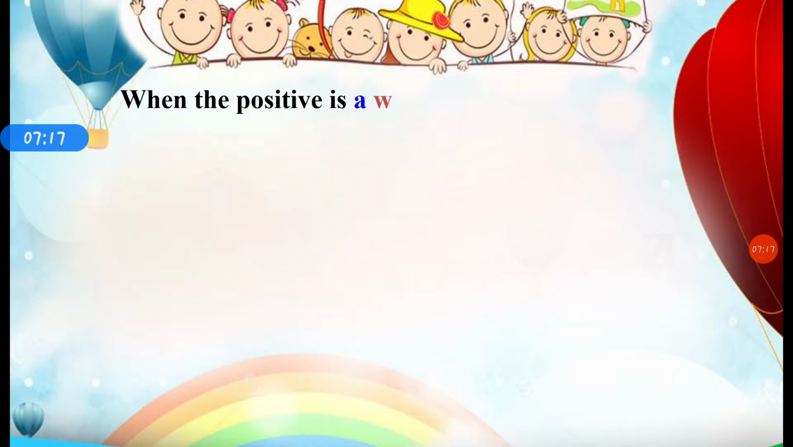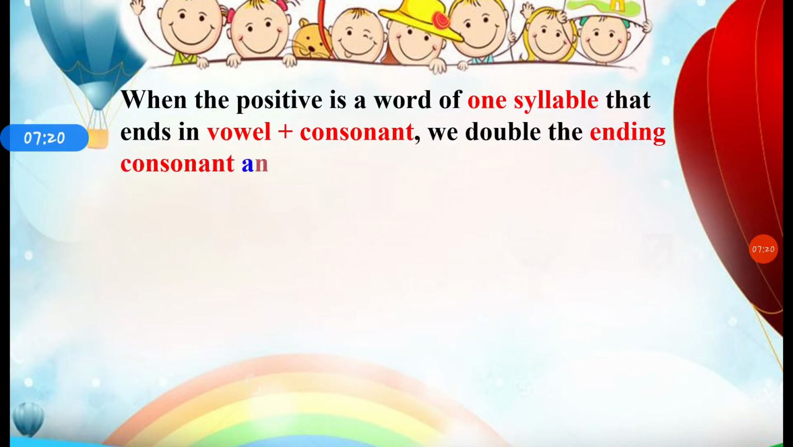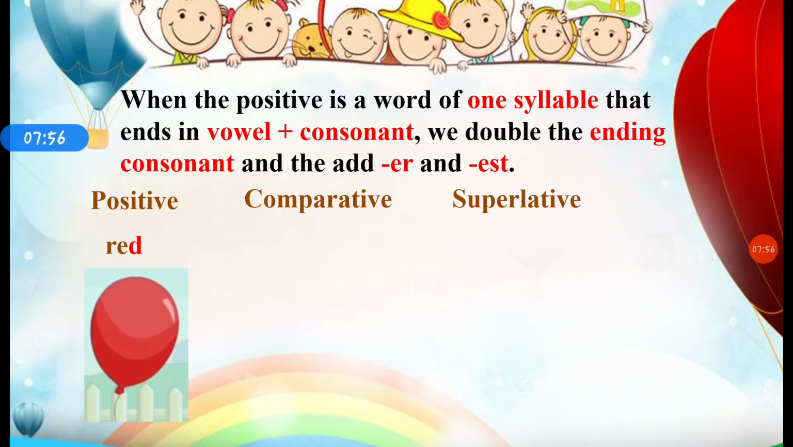Rule number 4. When the positive is a word of one syllable that ends in vowel plus consonant, we double the ending consonant and add ER and EST. That means the word ends with a vowel and a consonant. That means in the second last place there is a vowel, and in the last place there is a consonant. So what we should do is double the ending consonant, and after that we add ER and EST. See the example here: red.